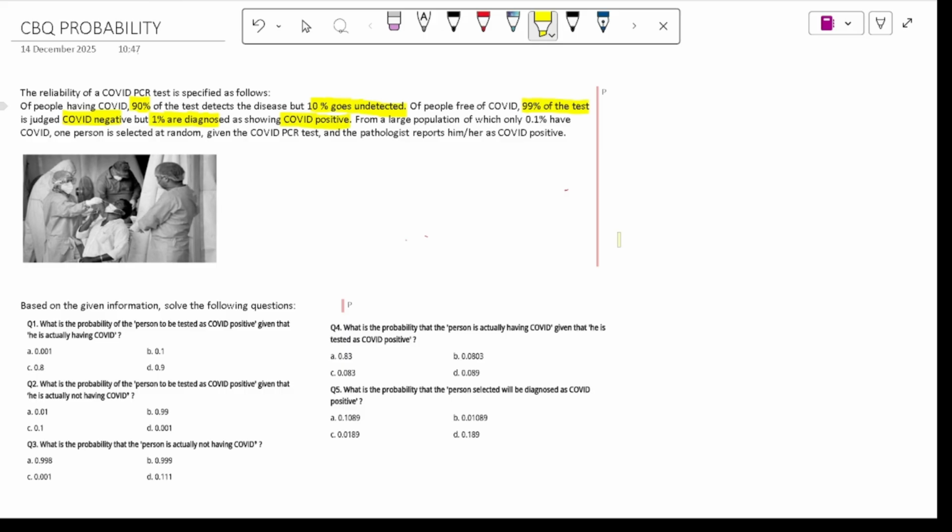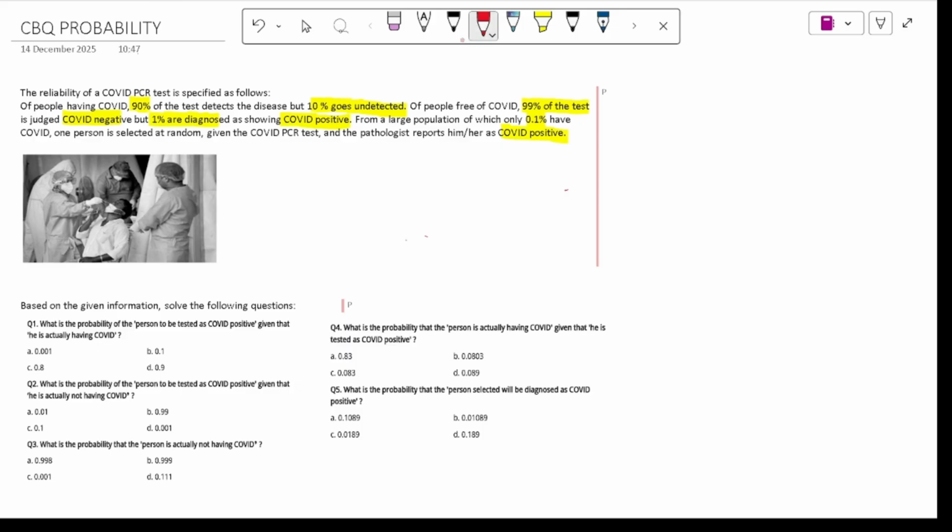Out of a large population, only 0.1% have COVID. One person is selected at random, given the COVID PCR test, and the pathologist reports him or her as COVID positive. So now let us define the events.